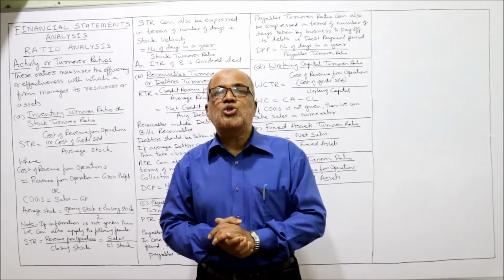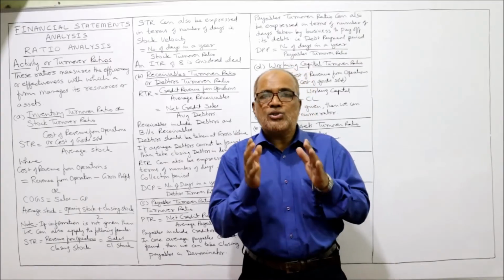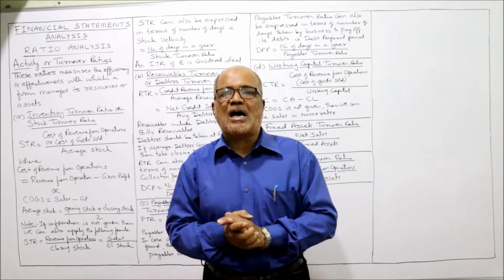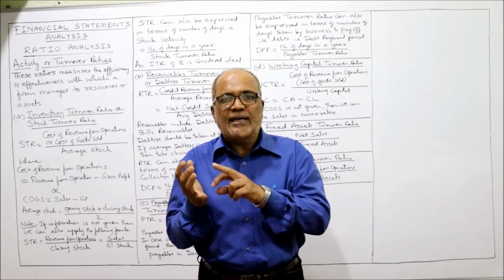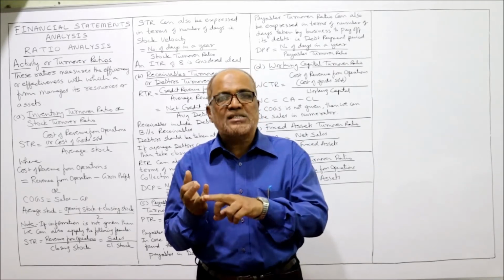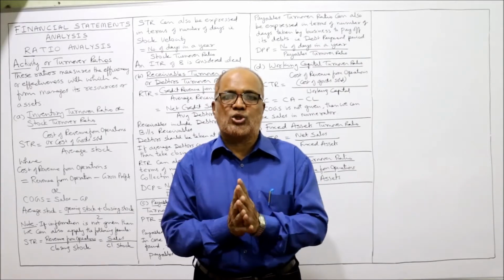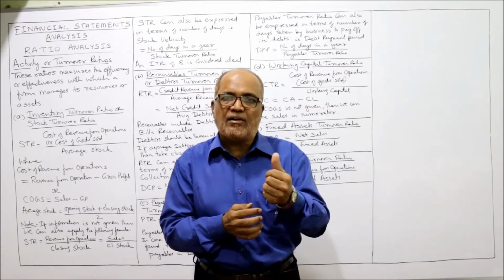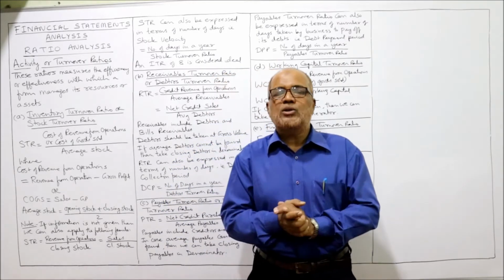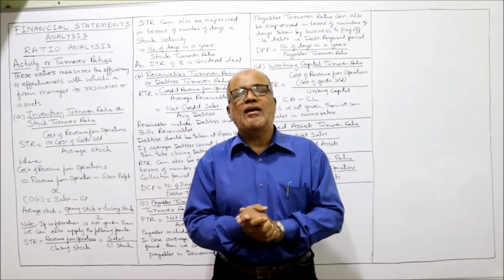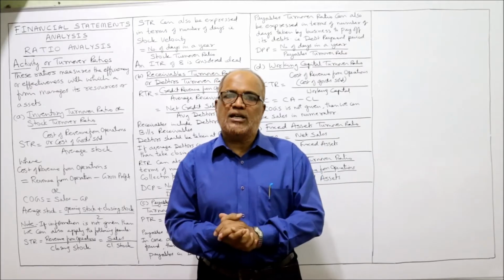Then I discussed solvency, leverage or capital structure ratios. Six capital structure ratios I explained: debt equity ratio, proprietary ratio, capital gearing ratio, fixed assets ratio, interest coverage ratio and dividend coverage ratio. These six formulas I gave in the last video. So now I am going to discuss the remaining ratios: activity or turnover ratios and profitability ratios.